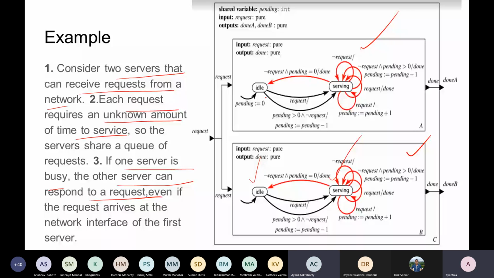Excuse me, ma'am. In this case, if A and B both are free, then wouldn't the task execute on both the servers together? Pardon? Can you come again? If A and B are both free, then how is it deciding which?